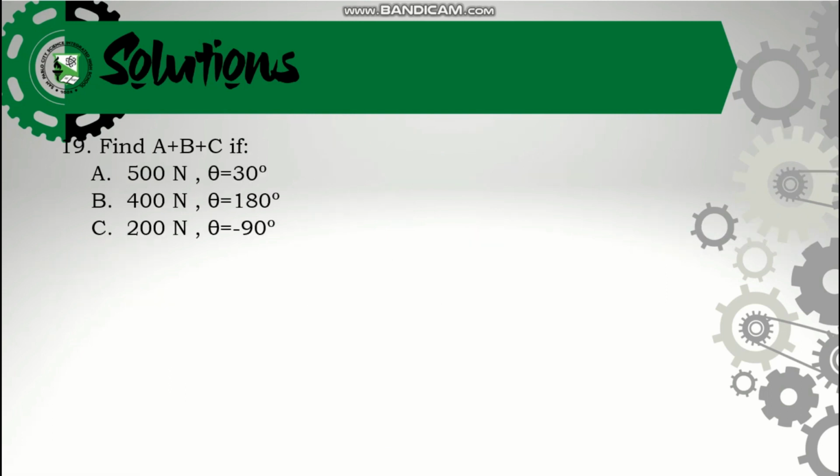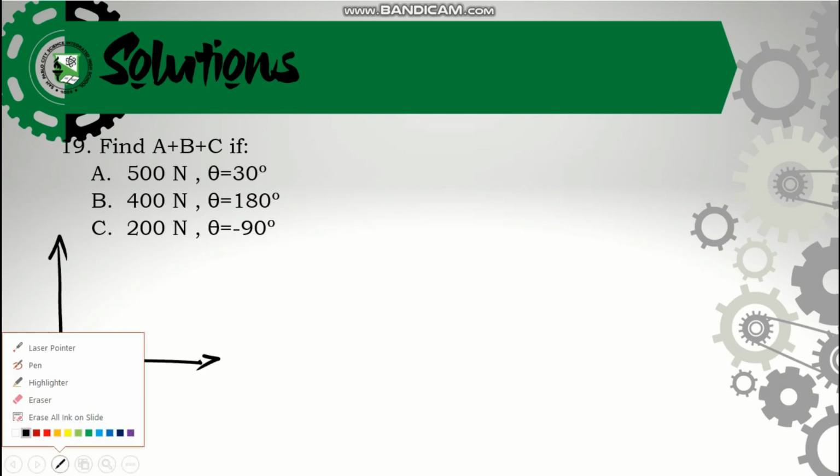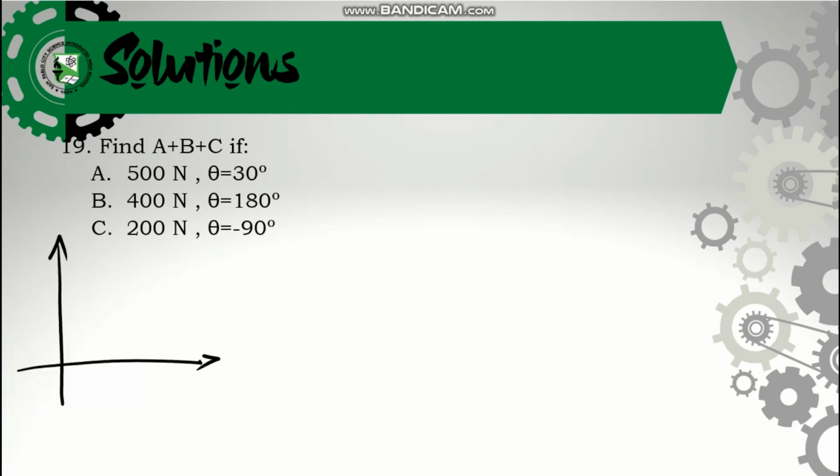Number 19. Find A plus B plus C if same kanina we have 3 vectors. But don't be afraid because same lang din naman yung procedures niya. Mag-iiba ka lang dun sa summation because you are going to add 3 vectors.